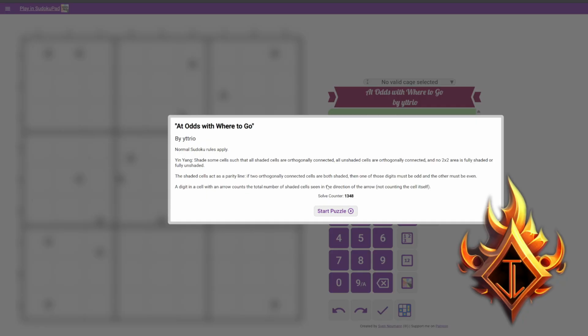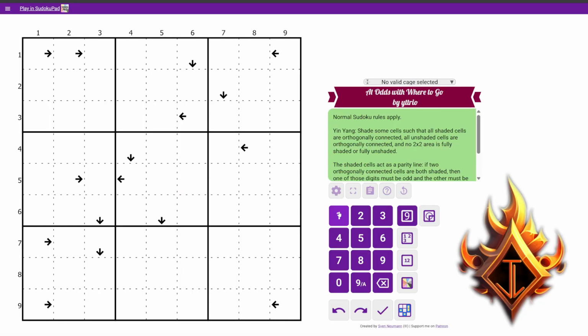I want to revisit a puzzle today by yttrio. It is called At Odds with Where to Go, and this one is really complicated, for me at least. I was almost done with it. I thought I was doing good, and then I broke it somehow, and I could not figure out how to get it back. So I'm restarting here today, and let's jump right into the rules.